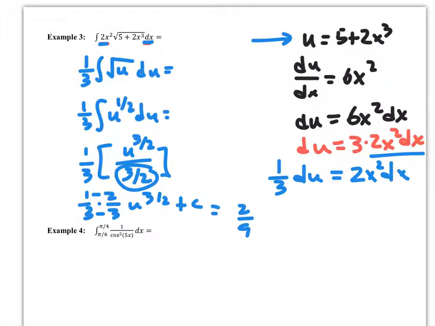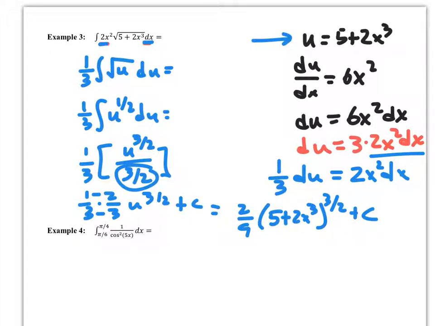And what is u? U is the square root of 5 plus, it's not going to be the square root anymore. Sorry. It's 5 plus 2x cubed to the 3/2 power plus c.